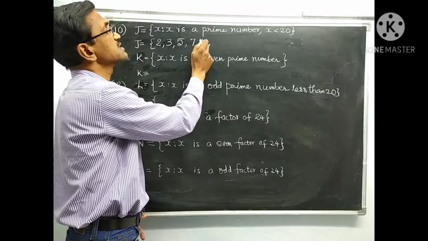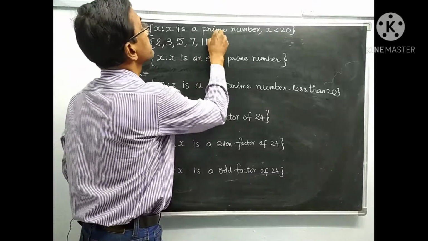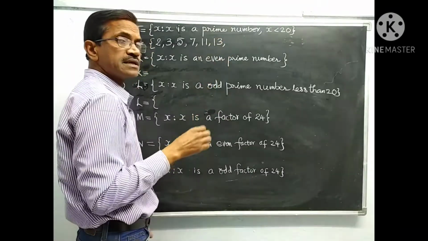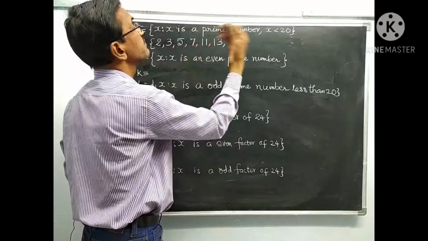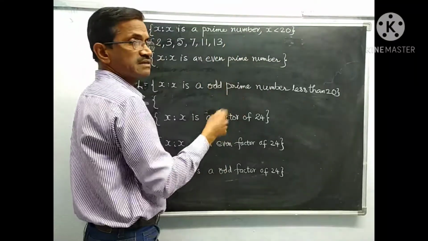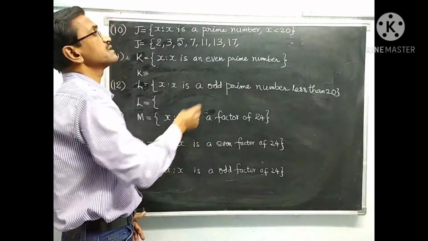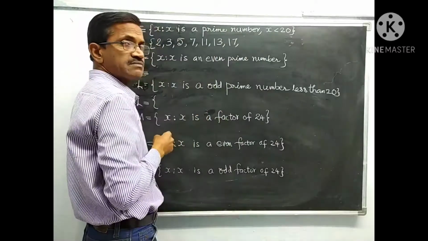Next, 12 is divisible by other numbers. 13 is not divisible. 14 is divisible by other numbers. 15 is divisible by other numbers. 16 is also divisible by other numbers. 17 is not divisible by other numbers, so it is a prime number. And next, 18 is divisible by other numbers.